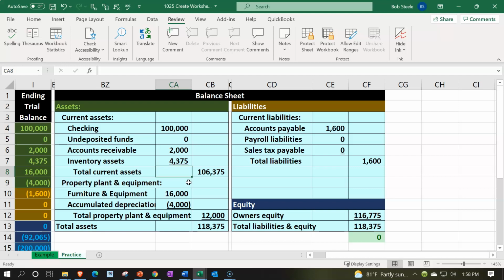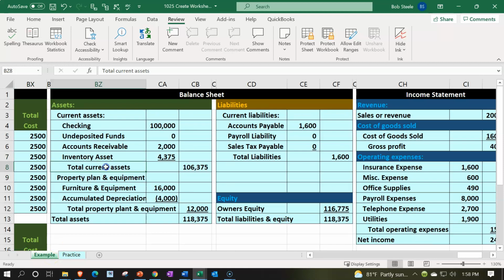If you have access to this Excel workbook, there are going to be two tabs down below, example and practice. The example, in essence, being the answer key. Let's take a look at it now. Go into the example tab.